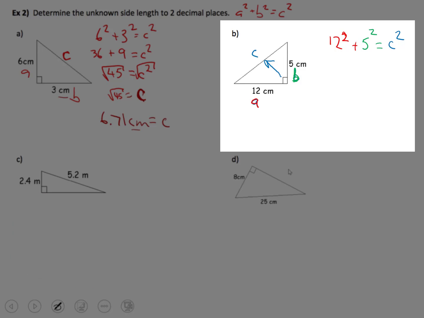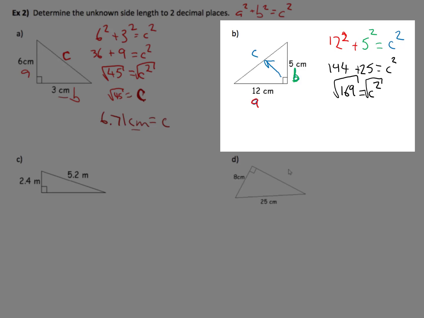I'm going to switch my ink color over to black. So 12 squared becomes 144. 5 squared becomes 25. And C squared stays the same because we can't take the square root yet. We add these two together, we get 169 equals C squared. Then we take the square root of both sides.